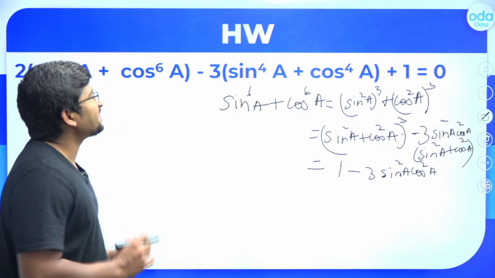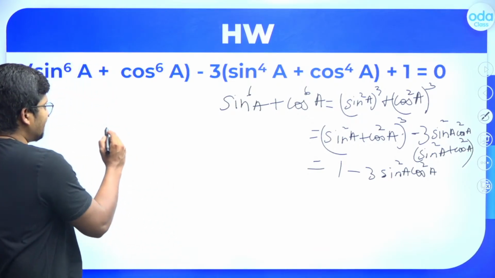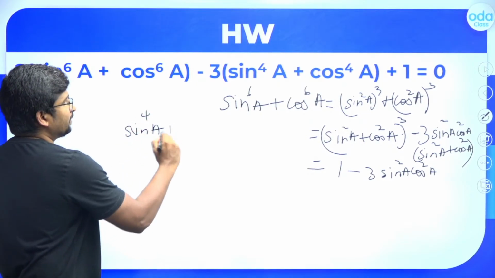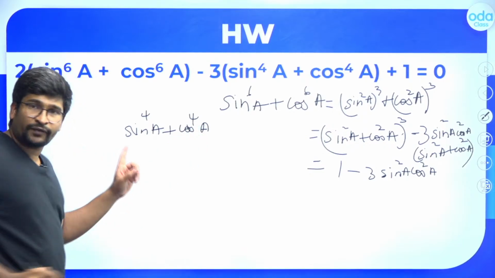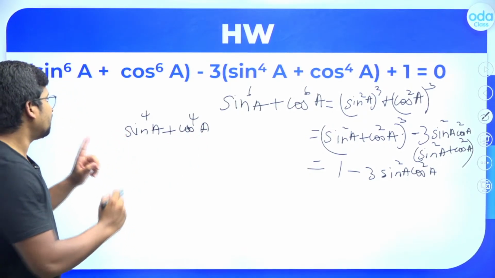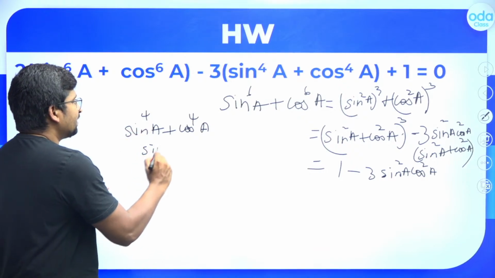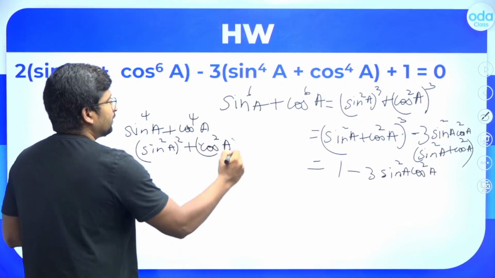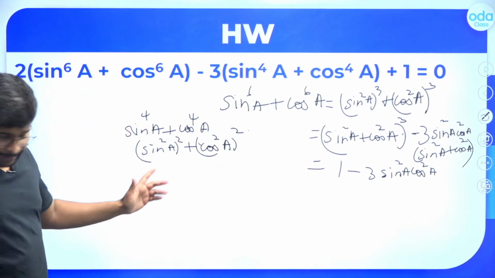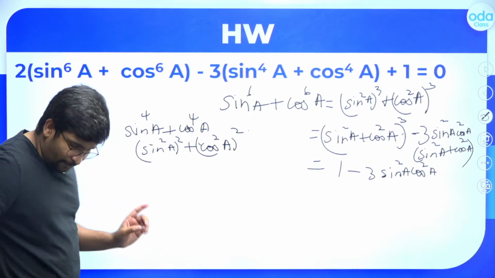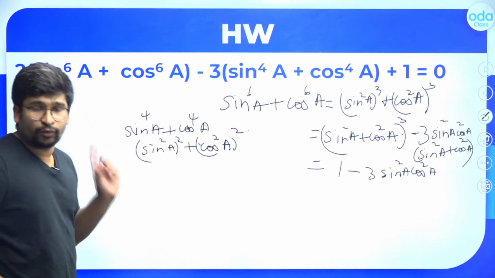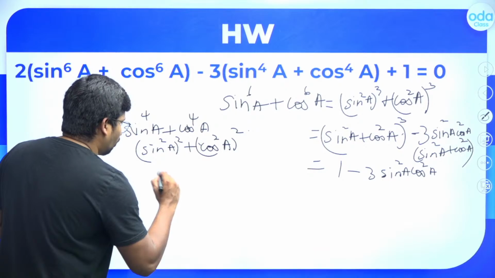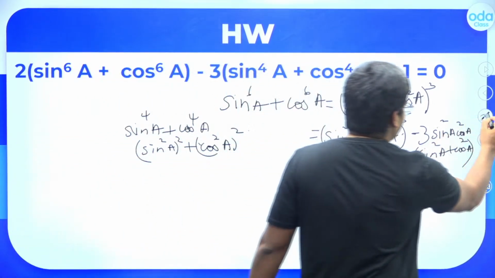Now let's see what sine raised to 4a plus cos raised to 4a is. So let me explain it over here. What will this be? Can I write it as (sine square a) the whole square plus (cos square a) the whole square? Isn't it of the form a square plus b square? Yes or no? It is of the form a square plus b square. What is a square plus b square? It can be written as (a plus b) the whole square. What is a plus b the whole square?